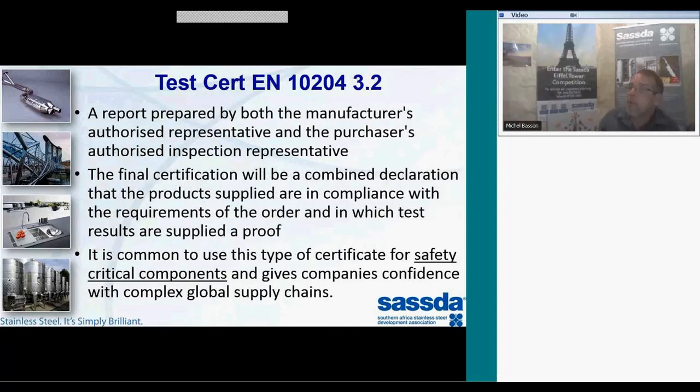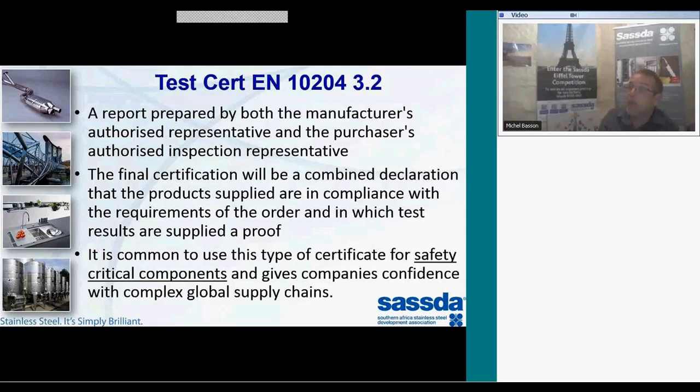The second version is the bottom point; the third point there states the common use of this type of certificate is for safety critical components, and it gives companies some confidence within this very complex global supply chain system. So in this case, when you use this type of material certificate, it will be like it's stated there: safety critical components, highly specialized material, and the specific properties of the material are of high critical value.